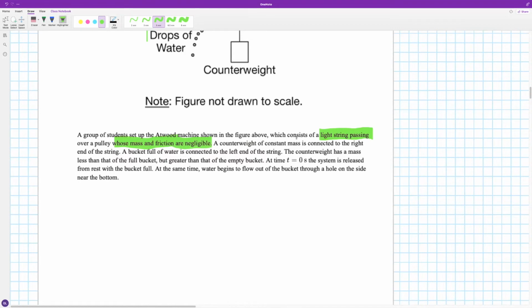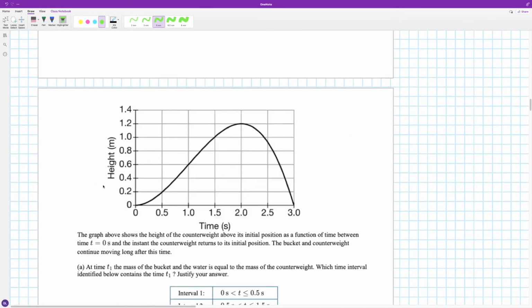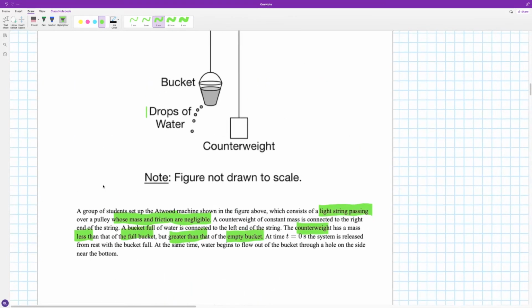A counterweight of constant mass is connected to the right end of the string, and a bucket of water is connected to the left end. The counterweight has a mass less than that of the full bucket, but greater than that of the empty bucket. Okay, so that's important. At time t equals 0, the system is released from rest with the bucket full. At the same time, water begins to flow out of the bucket through a hole on the side near the bottom. Okay, so the mass is going to be changing here.